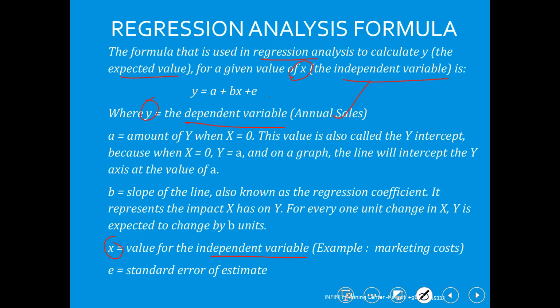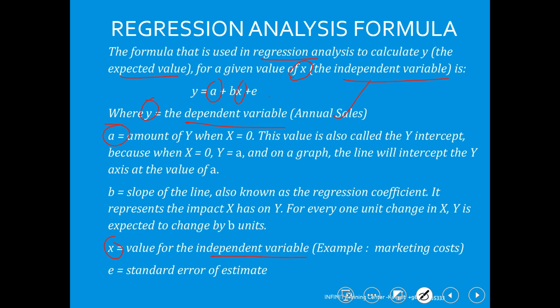Okay, now what is a? A is the amount of y when x is equal to 0. Or in our example we can say how much sales you will have when you don't do any advertisement. You will have at least some sales if you don't do advertisement, right? So what is that amount? When there is no advertisement, how much can you sell? Then how much you are doing advertisement, that is what x is.